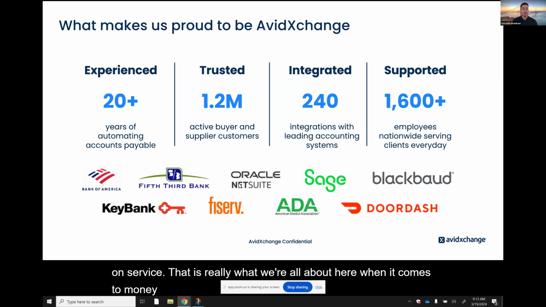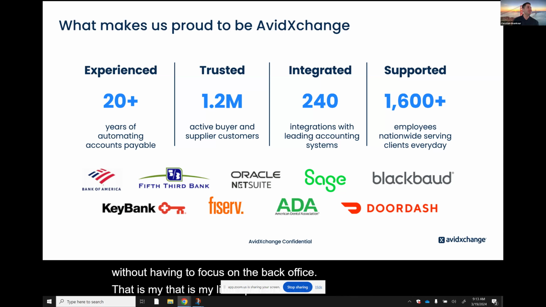And we're trusted by all of these great organizations, and really for us, it's about maintaining relationships and allowing businesses to do what they need to do without having to focus on the back office. That is my little spiel, and thank you guys so much for the time.